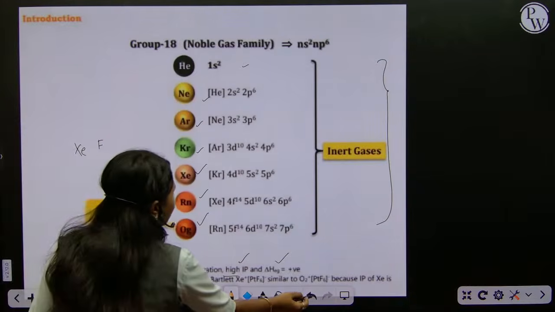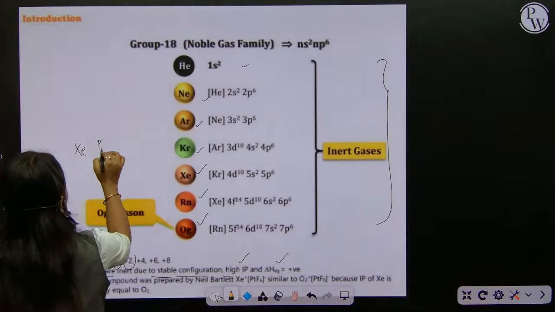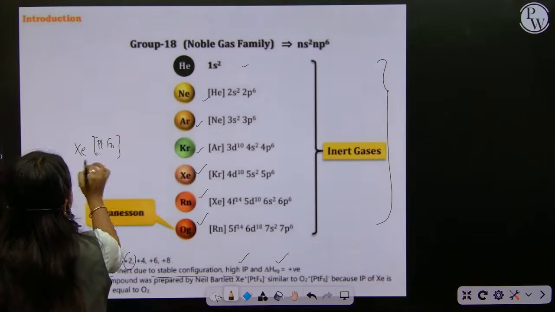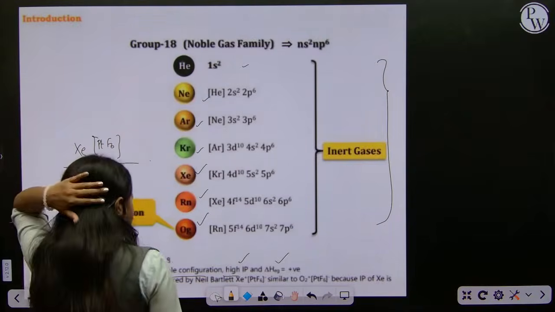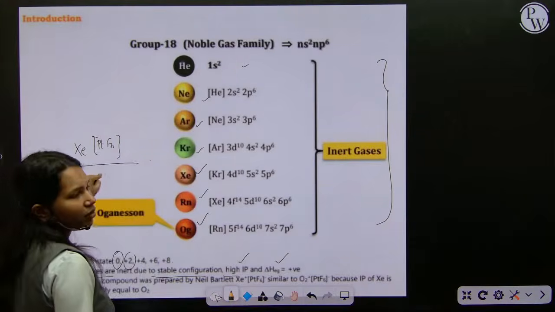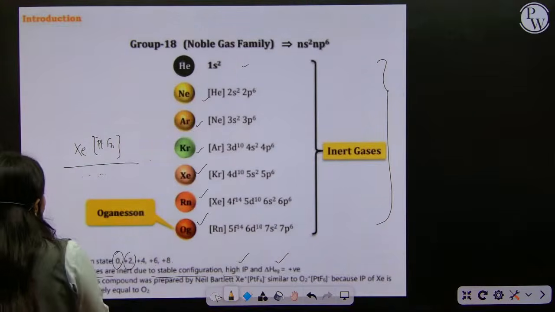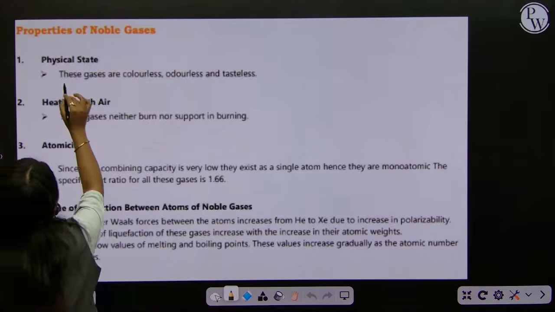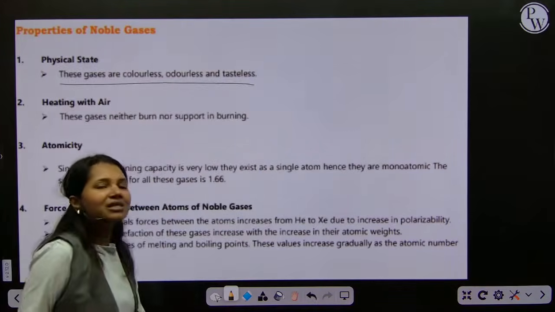Neil Bartlett, PtF6. This is similar to this. The first inert gas compound was this. Similar to this was the first inert gas compound they prepared in the lab. Physical state: these are gases, colorless, odorless, tasteless.